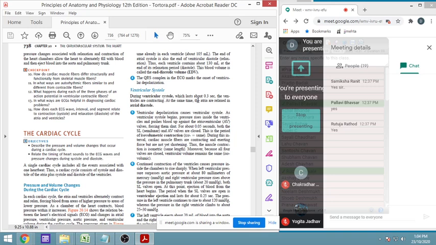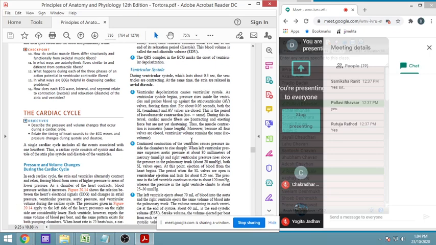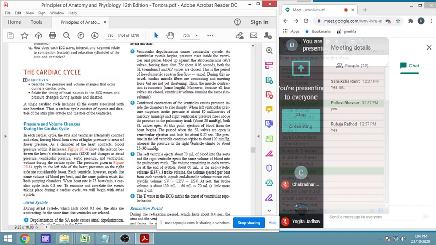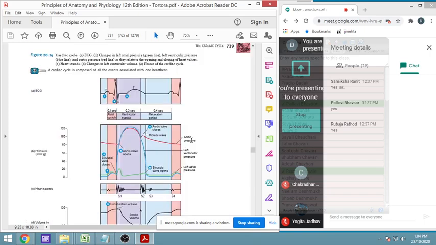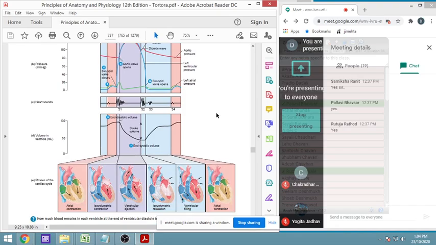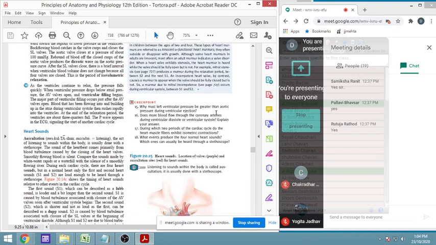You know about the cardiac cycle, that systole and diastole are there. You know what is systole, you know what is diastole, and how we can relate the ECG and systole, the correlation between the cardiac cycle and ECG. Already these figures are there, it will help you. Very nice figures are given in Tortora, that should help you. Already you have studied it, so this will help you to understand.